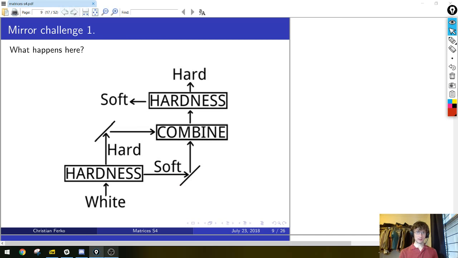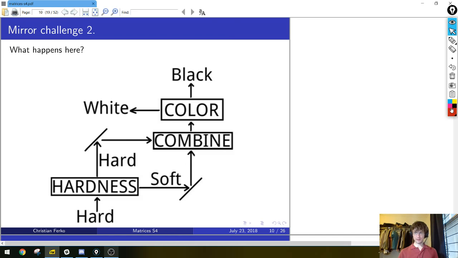Okay, let's try another. This time we start with all hard electrons, and then we measure the hardness. Since these properties are repeatable, as we said, we expect that if you feed hard electrons into a hardness box, you get 100% hard and 0% soft. So we think all of them are hard, none of them are soft. We recombine and then measure the color.